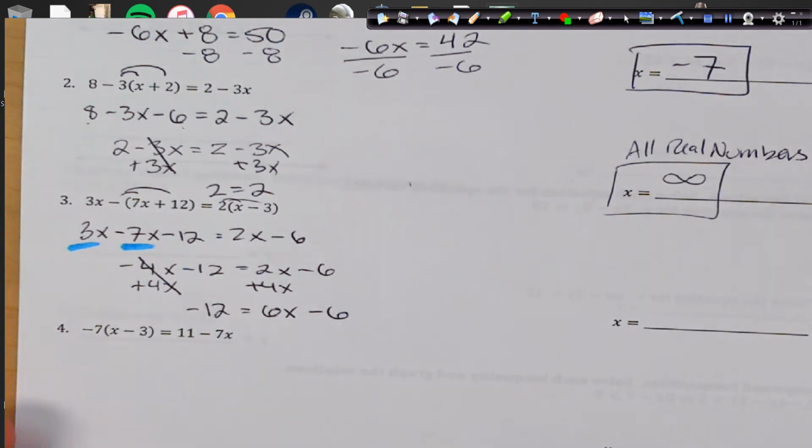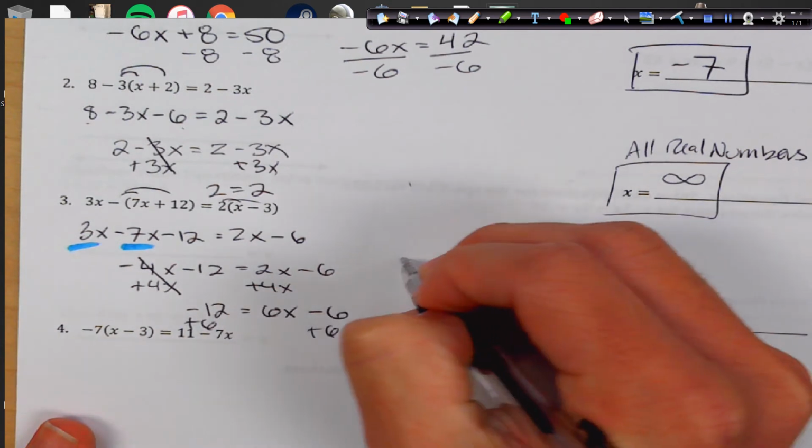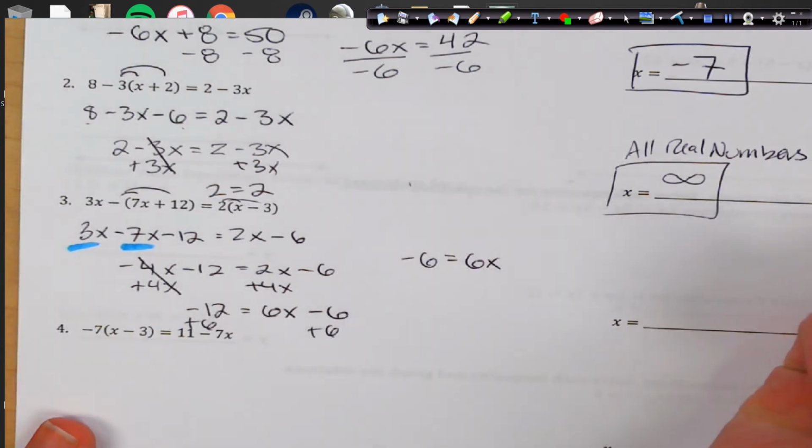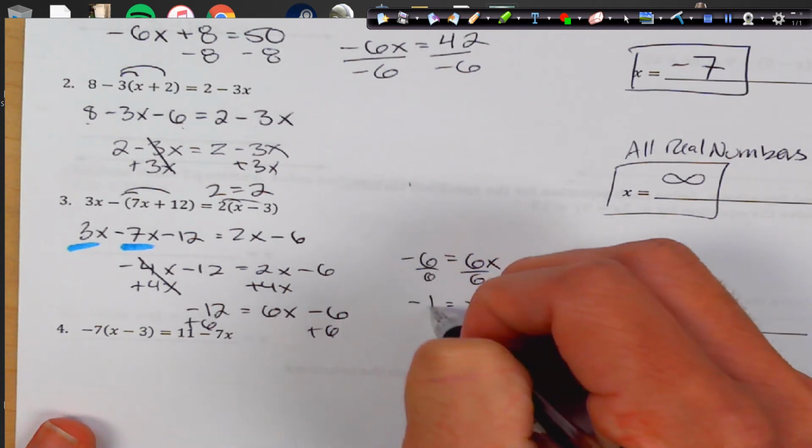And then we're going to add 6 to both sides, believe it or not. And negative 12 plus 6 is the negative 6 equals 6x. Divide by 6 on both sides. X equals a negative 1.